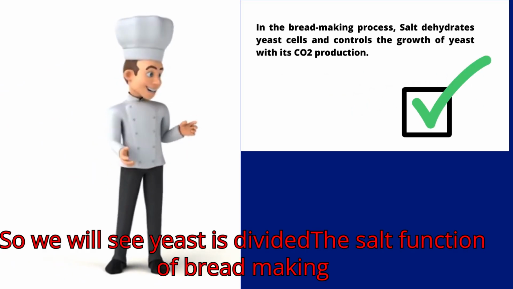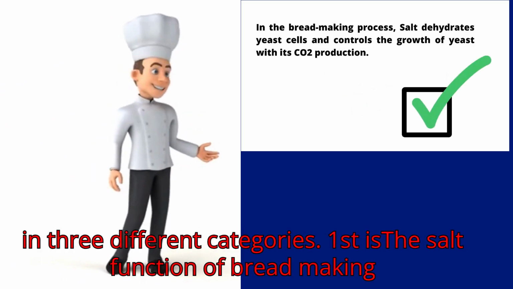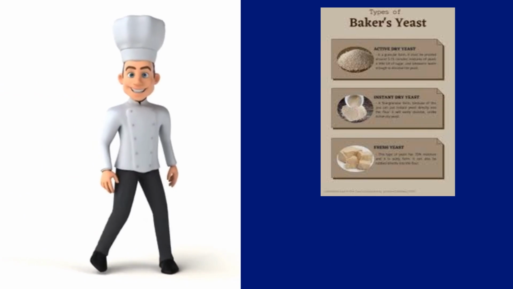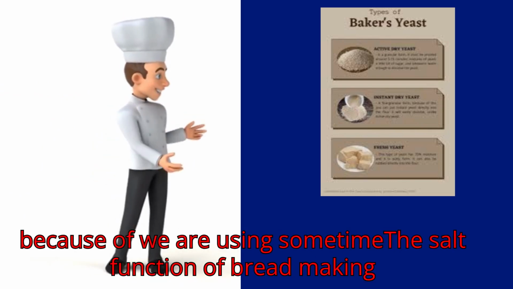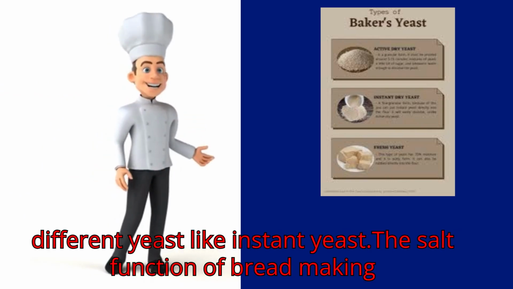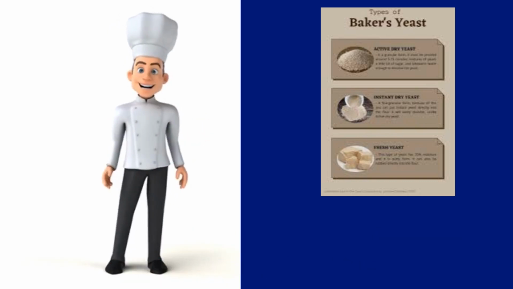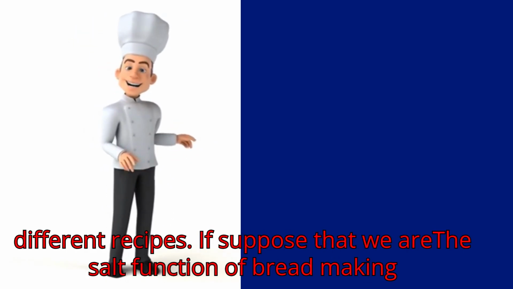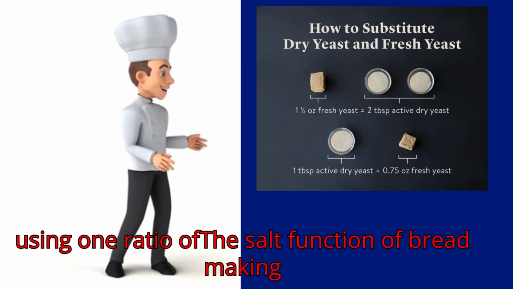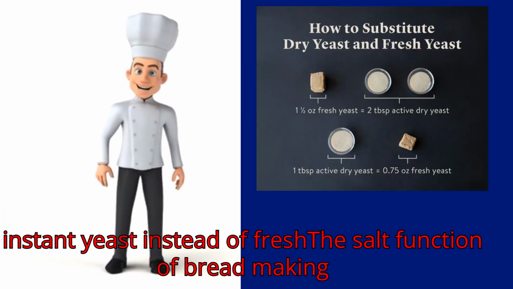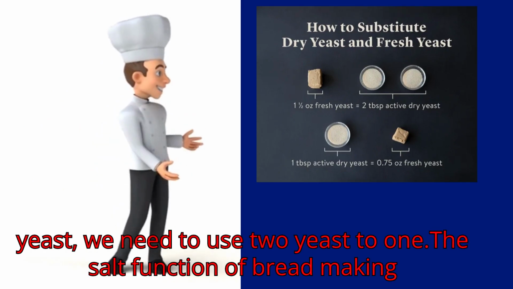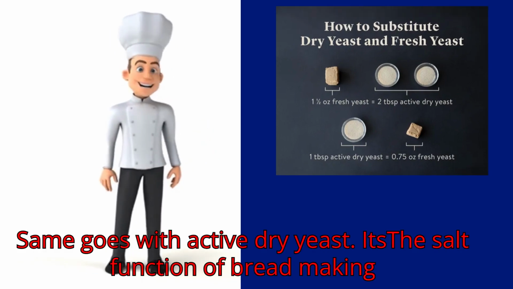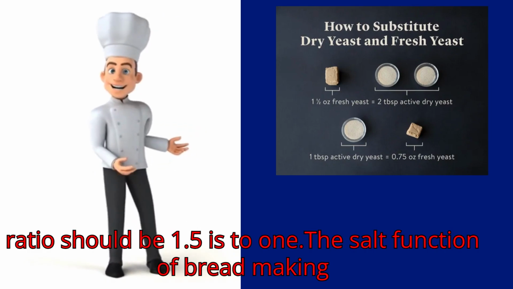Yeast is divided into 3 different categories: fresh yeast, active dry yeast and instant dry yeast. Yeast conversion is very important because sometimes we use instant yeast, sometimes fresh yeast, sometimes active dry yeast, and they have different ratios in different recipes. If we are using 1 part of instant yeast instead of fresh yeast, we need to use 2:1. Same goes with active dry yeast. Its ratio should be 1.5:1.